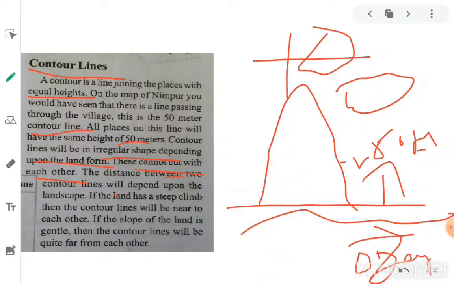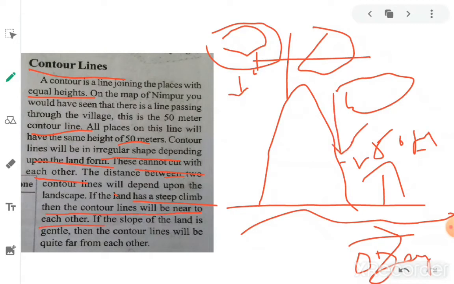The distance between two contour lines depends upon the landscape. Suppose this is one contour line and this is another contour line. The first is one mountain, and the second is another mountain with another shape, so the lines do not depend on each other. If the land has a steep climb, meaning the mountain is very steep, then the contour lines will be very near to each other. If the slope of the land is gentle, then the contour lines will be quite far from each other.